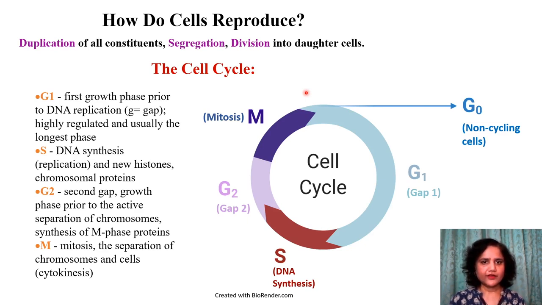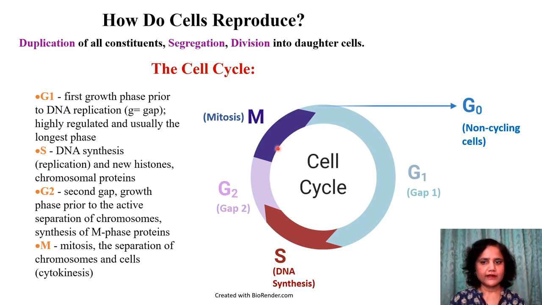The phases of the cell cycle are shown here. There is G1, S, G2, and M. One of the important events occurs during S phase, and that is DNA synthesis or DNA replication. The process of segregation of the genetic material into two equal parts occurs during this process of mitosis or M phase shown here.